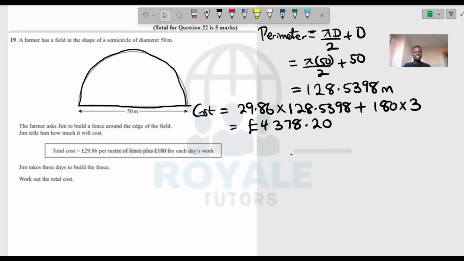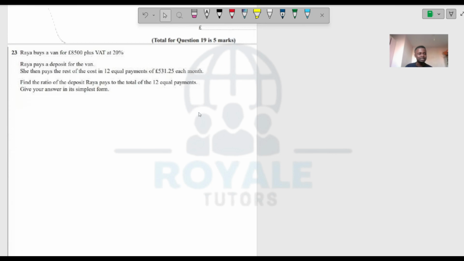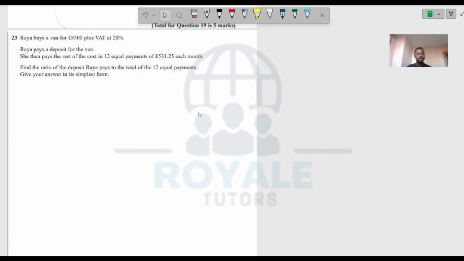All right. So let's move. The next question says Raya buys a van for 8,500 plus VAT at 20%. Raya pays a deposit for the van. She then pays the rest of the cost in 12 equal payments of £531.25 each month. Find the ratio of the deposit Raya pays to the total of the 12 equal payments. So we need to know what the deposit is. So before that, let's start with the installment pay.